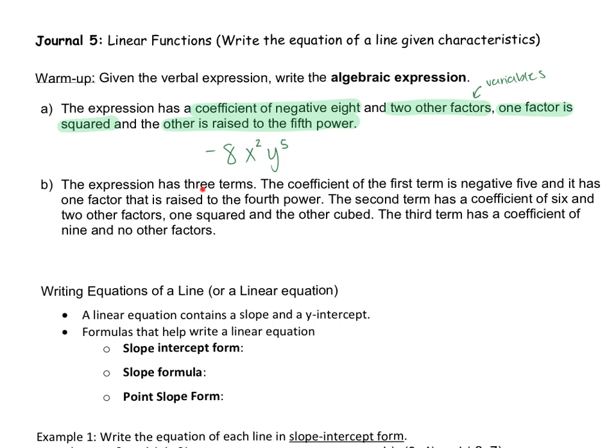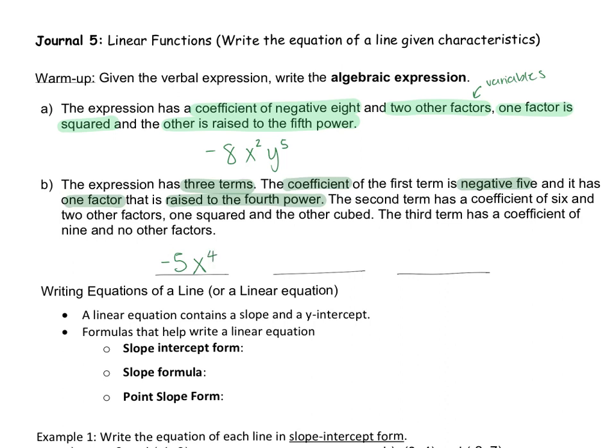For the next one, it says the expression has 3 terms. Because there are 3 terms, I might go ahead and draw myself 3 lines, so I remember to fill in all 3 blanks. In this case, the coefficient for the first term is -5, and it has one factor that is raised to the fourth power. So it's saying I need a -5, one factor, let's use x, and it's raised to the fourth power, so I'm just going to write a 4 there.